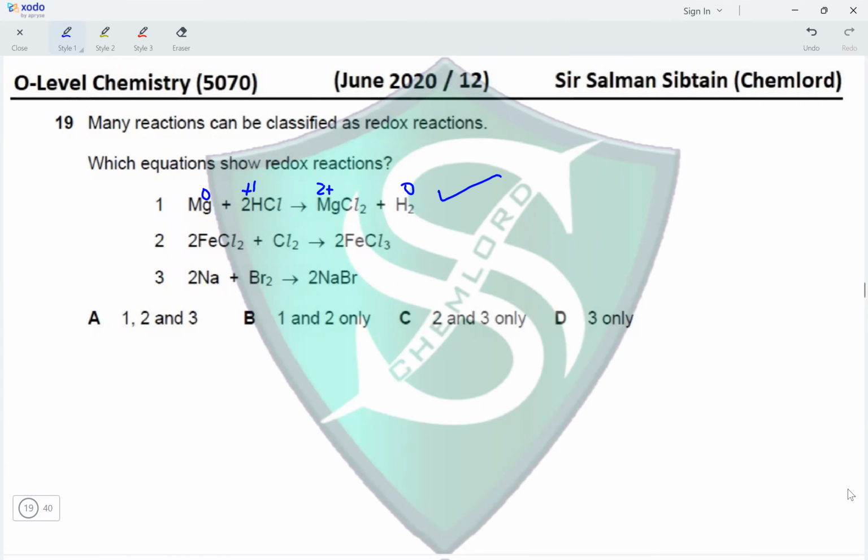In the second case, Fe has a charge of +2 on the reactant side and a charge of +3 on the product side. Chlorine has a charge of 0 on the reactant side and a charge of -1 on the product side. So iron has been oxidized, chlorine has been reduced. So this is a redox reaction. 3. NaBr. Sodium has a charge of 0, bromine has a charge of 0 on the reactant side. On the product side, sodium has a charge of +1, bromide ion has a charge of -1, making this a redox reaction as well. So all three of them are redox reactions, making option A the correct option for this question.